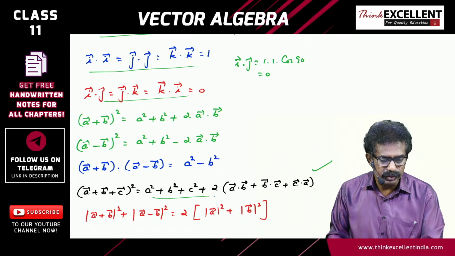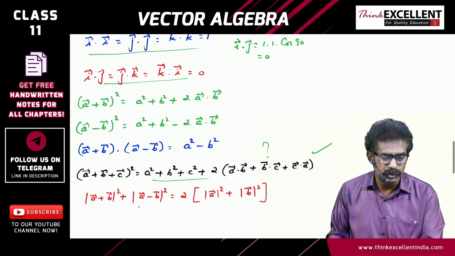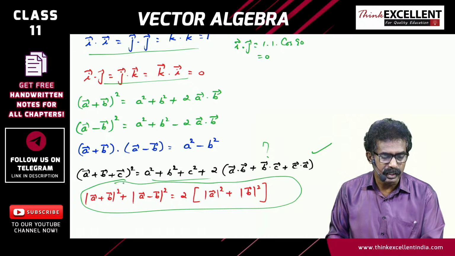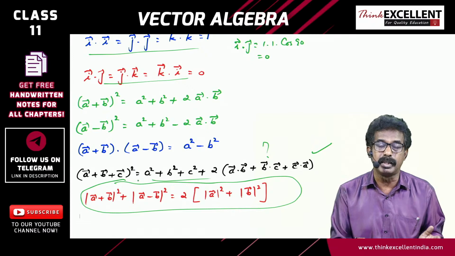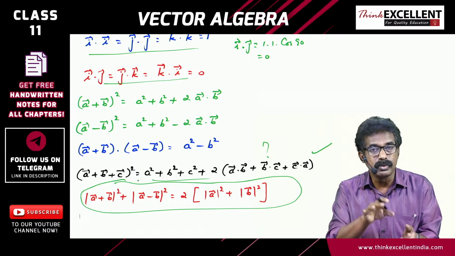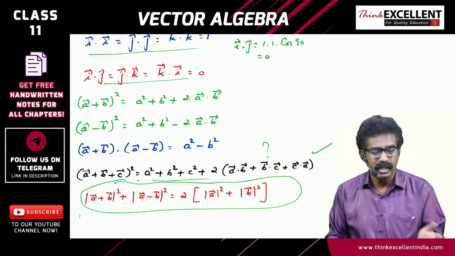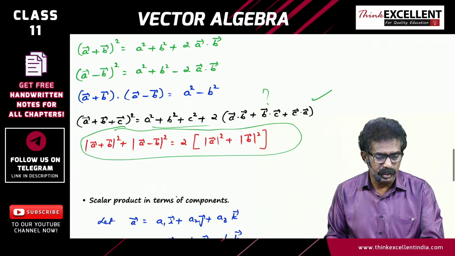Some values they give, and they'll ask you to find the other values, and this is another very important relation. This is a relation connecting modulus a plus b, modulus a minus b, modulus a, modulus b. Out of these 4, they give any 3 values and ask you to find the other one. Okay, so just take all these as results.